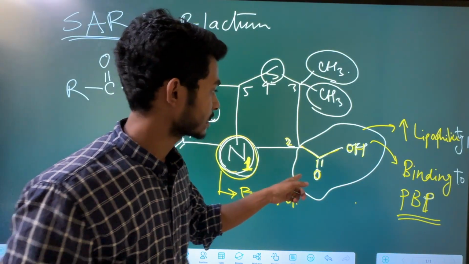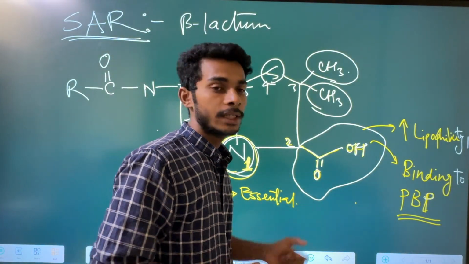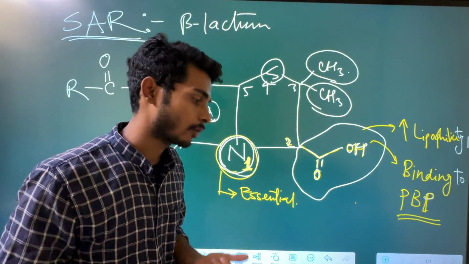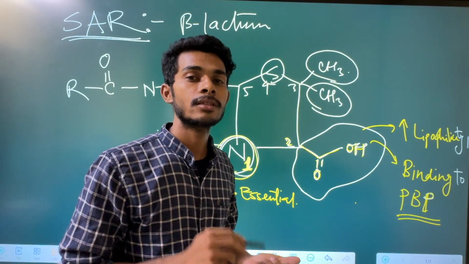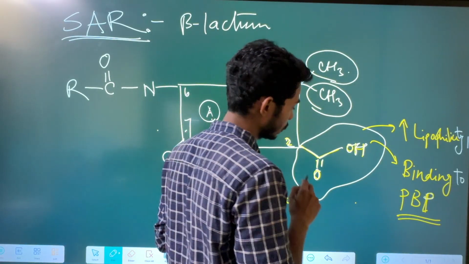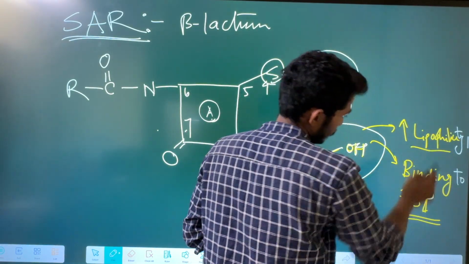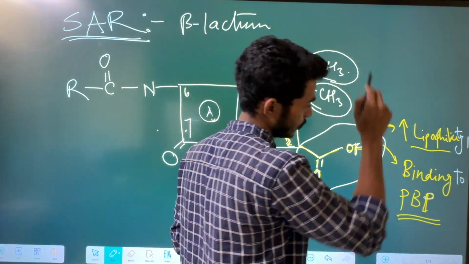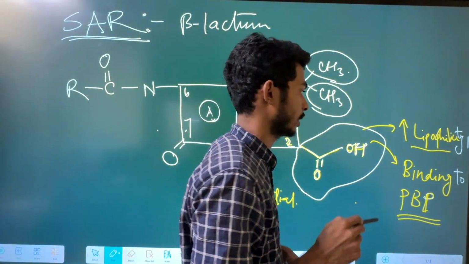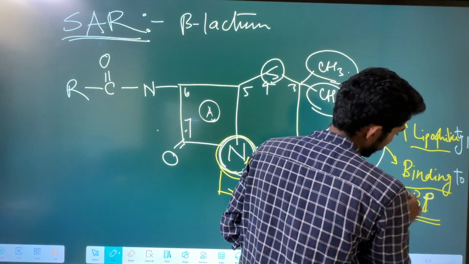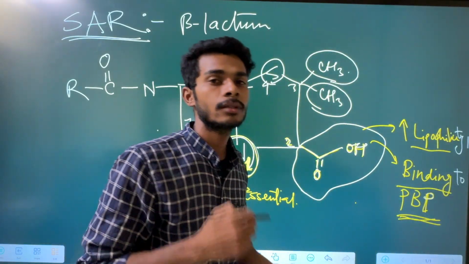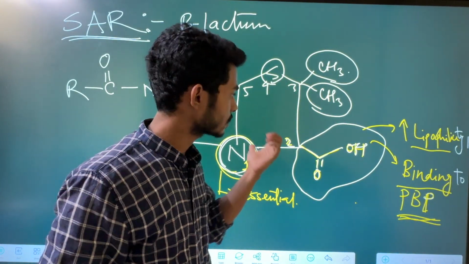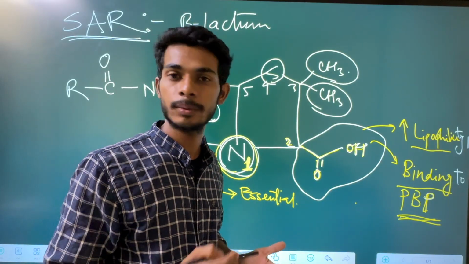You can change that carboxylic acid group. You can replace it with ester or alcohol, but it is not good. Once you do that, lipophilicity will decrease. Once lipophilicity decreases, as you have studied in pharmacokinetics, absorption also decreases. When absorption decreases, bioavailability will decrease. Number 2, binding to PBP will decrease. That means the activity will totally decrease. Why? Because it acts mainly by binding to PBP.